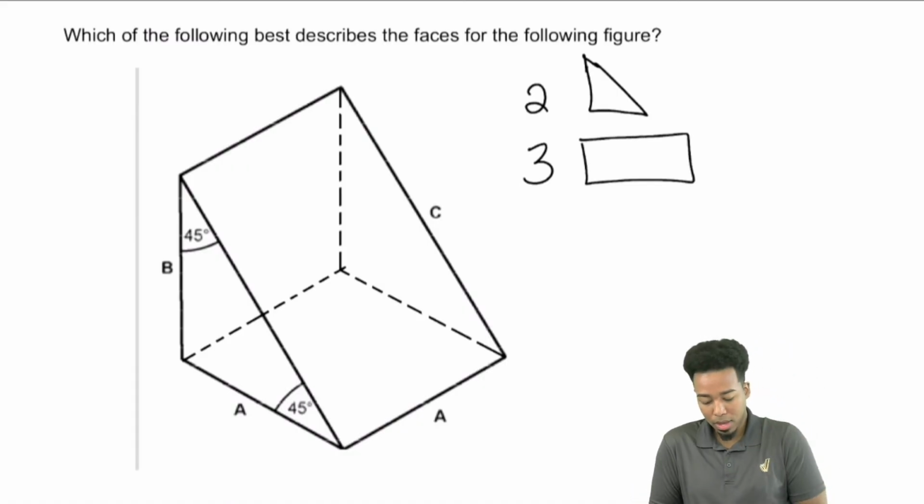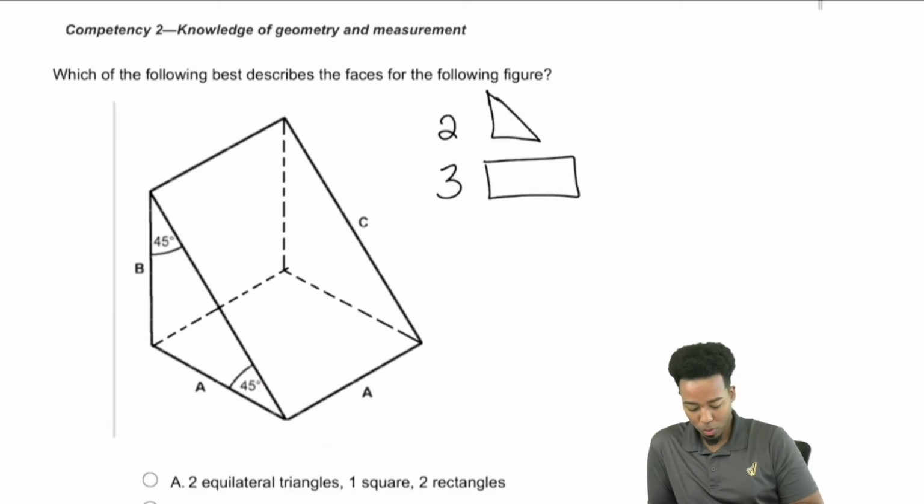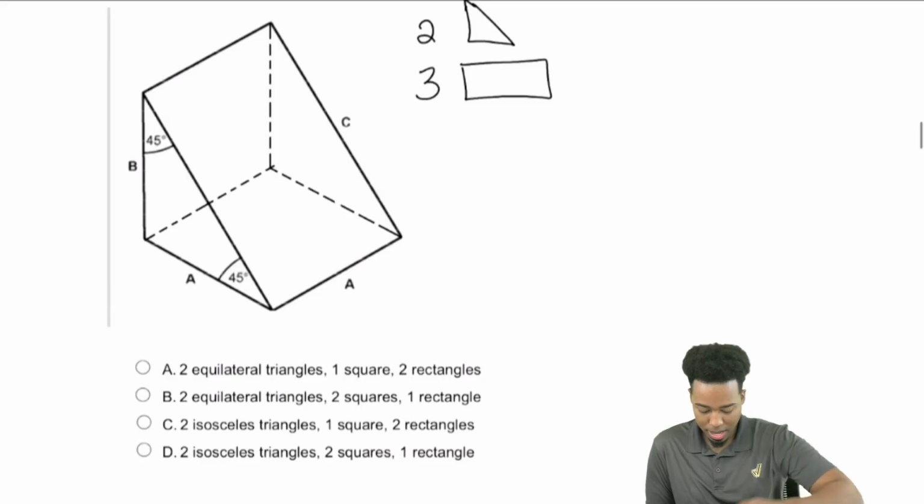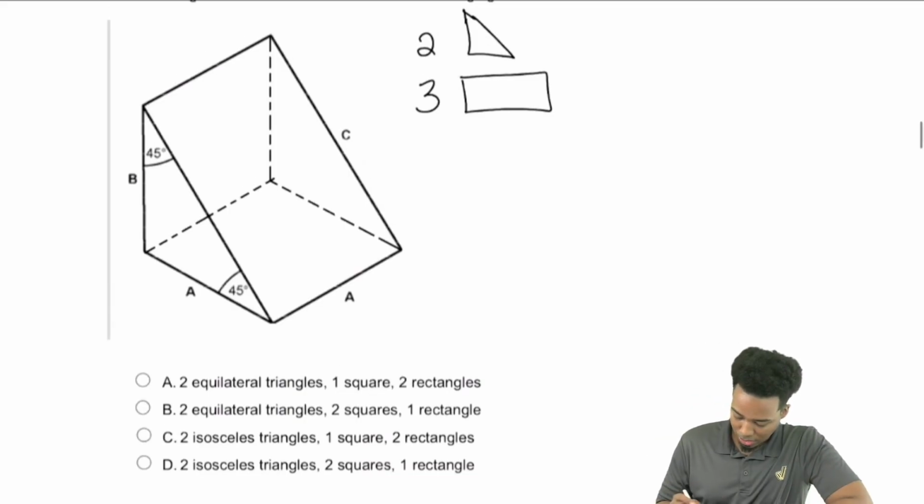Cool. And there we have it. And we're good. So my math party people, what do we have here? It says, which of the following best describes this? Well, I see that we have two equilateral triangles.